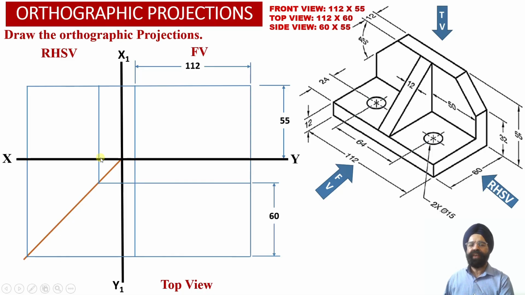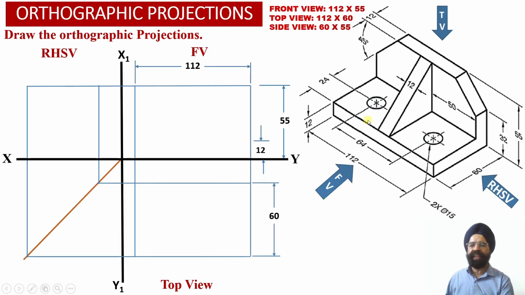So now we have been able to obtain the top view face of this solid as 112 millimeter by 60 millimeter, and the right hand side view face of the solid as 60 millimeter, the depth of the solid, and 55 millimeter, the height of the solid. So this way the front view face, the top view face and the right hand side view face of the solid have been obtained in the orthographic projections.